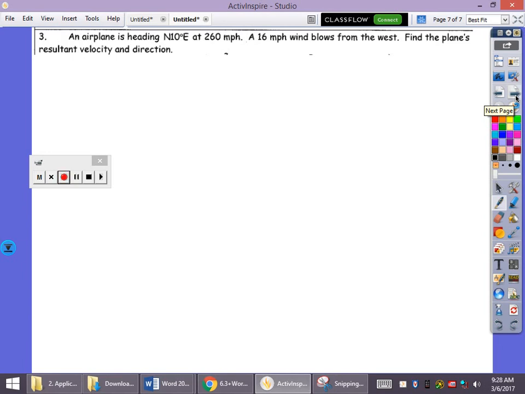An airplane is heading, how would I read this here? 10 degrees east of north. So here's north, and I'm going to go 10 degrees east. And then a wind is going to blow in from the west. Bam, like this. So how big is this angle here going to be? 90 plus 10, which is 100 degrees.